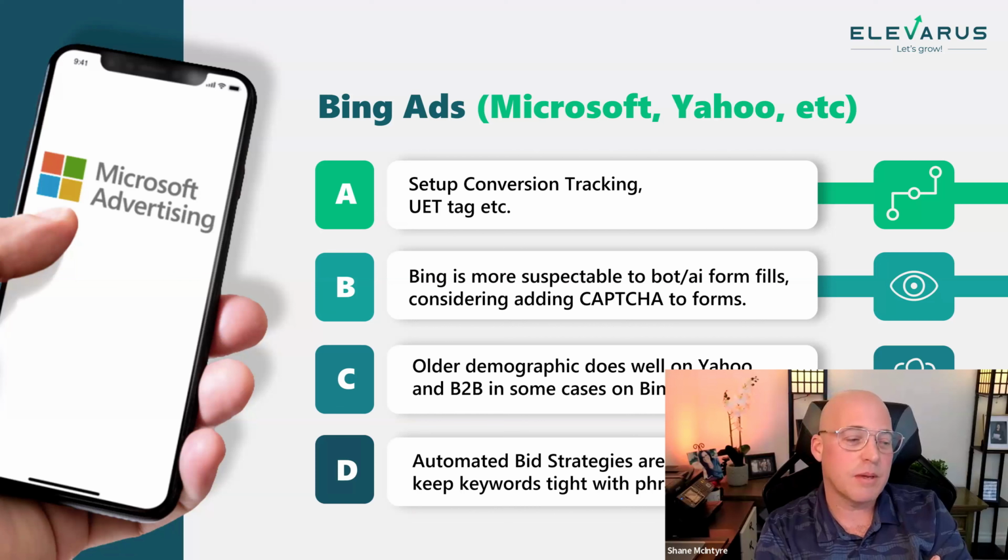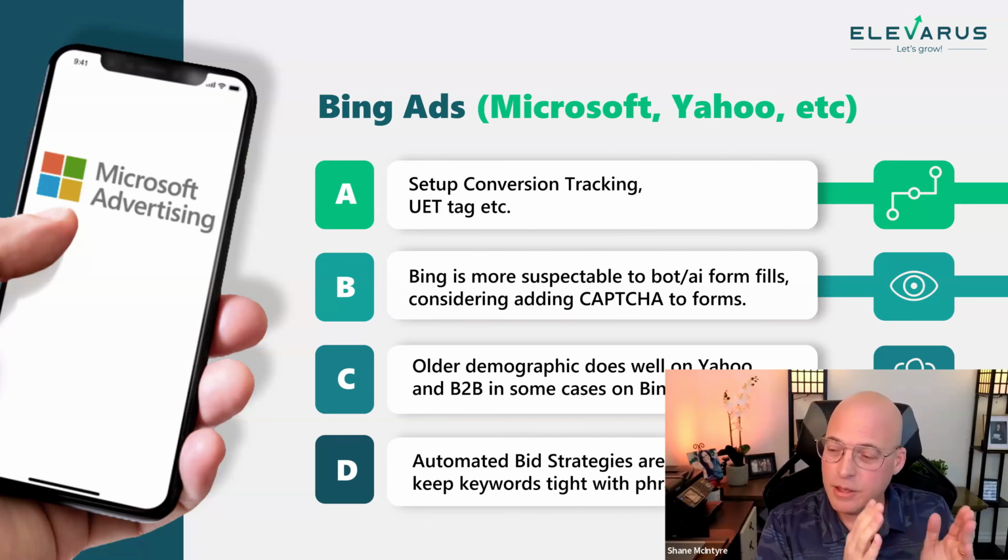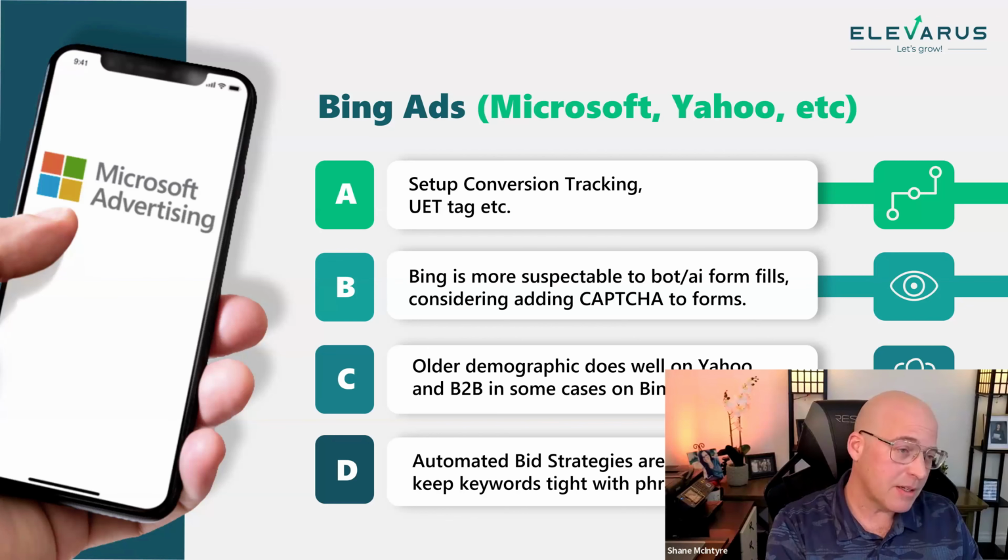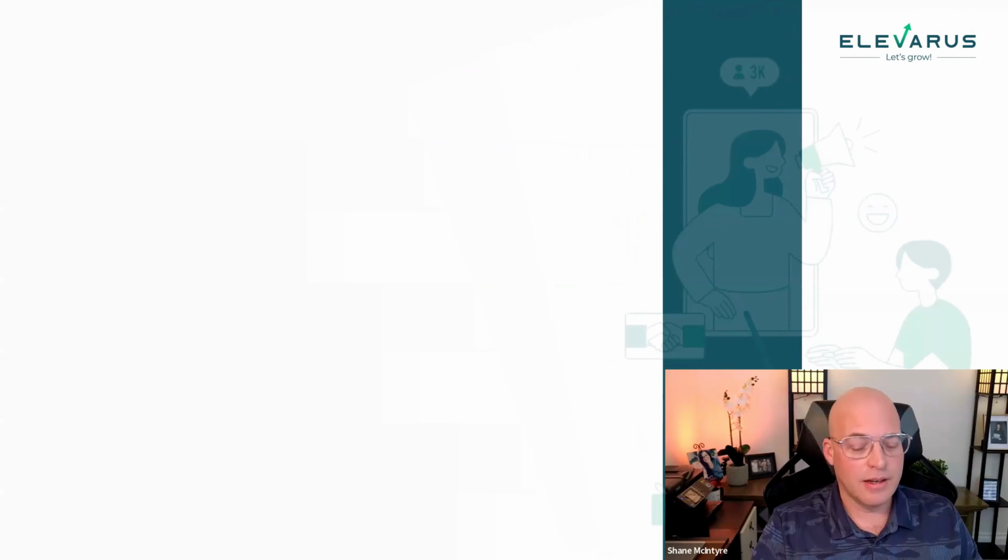And then the last thing to take away from Bing: the automated bid strategies are a little bit behind Google. So we recommend you keep your keywords tight, keep your phrase match tight. Automated bid strategies aren't as sophisticated as they are with Google. And that's basically the breakdown of Bing Ads.